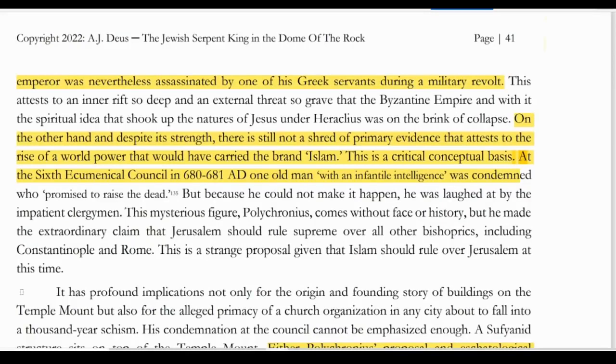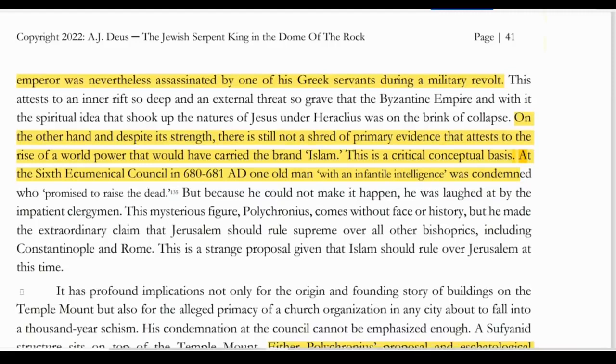At the Sixth Ecumenical Council in 680 to 681, one old man with an infantile intelligence was condemned, who promised to raise the dead. Okay. But because he could not make it happen, he was laughed at by the impatient clergymen. This mysterious figure, Polychronius, comes without face or history, but he made the extraordinary claim that Jerusalem should rule supreme over all other bishoprics, including Constantinople and Rome. This is a strange proposal, given that Islam should rule over Jerusalem at this time. So you can see there's a contradiction there in relation to the standard Islamic narrative.